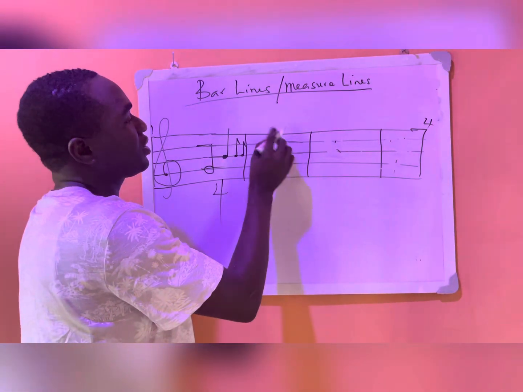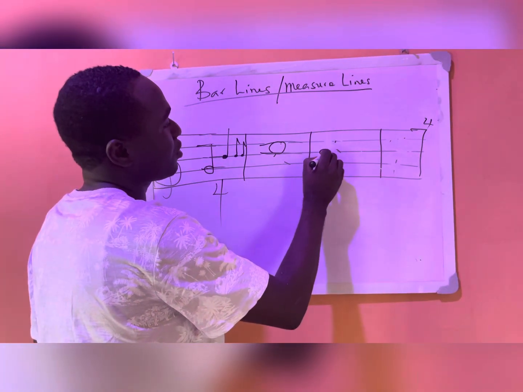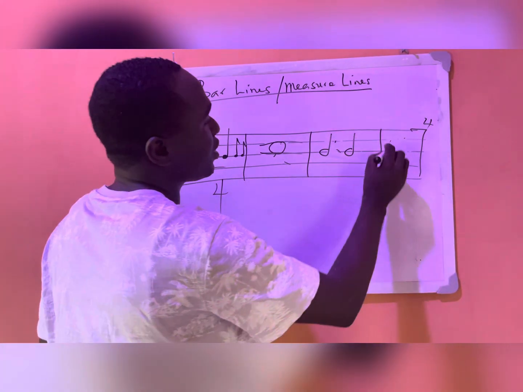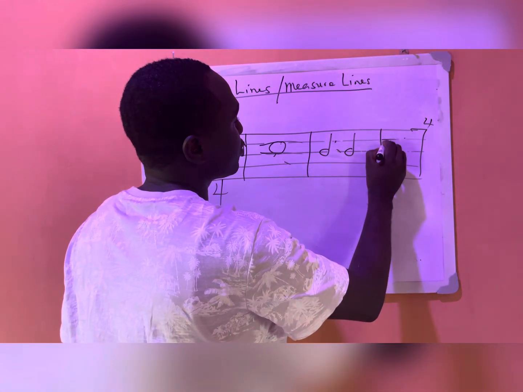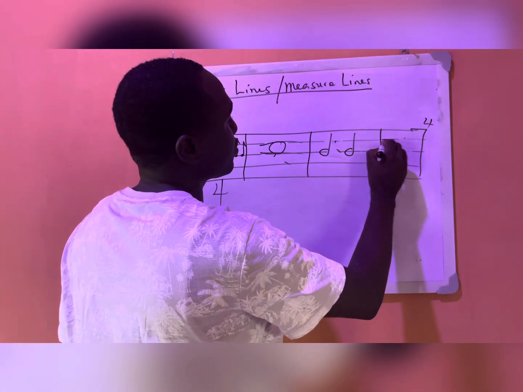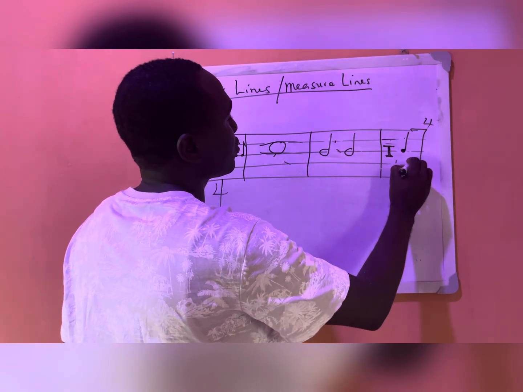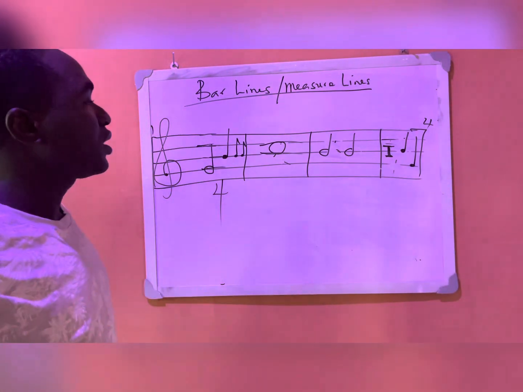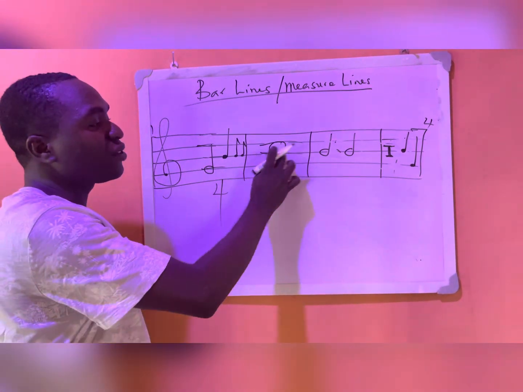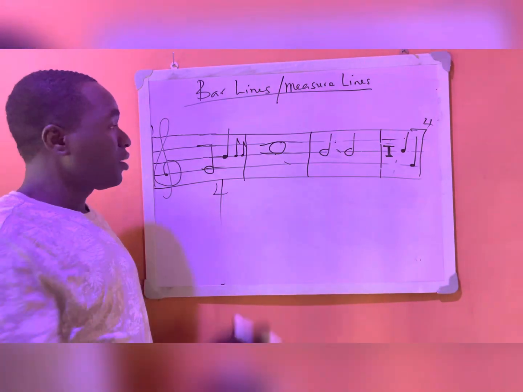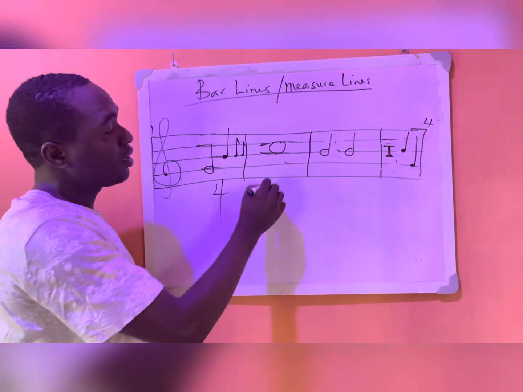Now check this. The second bar we have this here, and the third bar we have, and here we have. Now check each of the bars. If you sum up the values in each of the bars, they are the same. Here we have 4 beats. Here we only have 1 note, and the value of this note is 4. This is a semibreve. So we have 4 beats here.